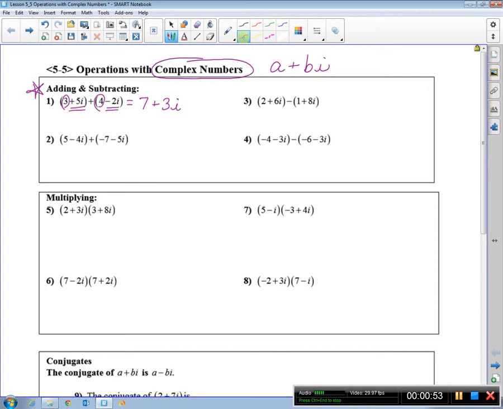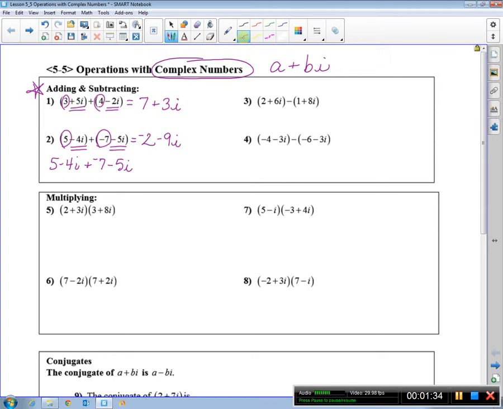The next one, number 2, 5 minus 4i plus negative 7 minus 5i. So the real parts are 5 minus 7, that's negative 2, and the imaginary parts, minus 4i minus 5i is minus 9i. If you wanted to, you could take any of these and write them without the parentheses. Because it's addition, there's no distribution needed, and you could just go from there.